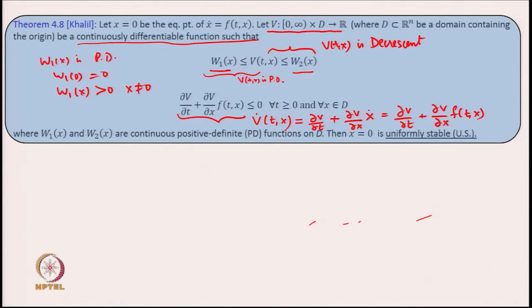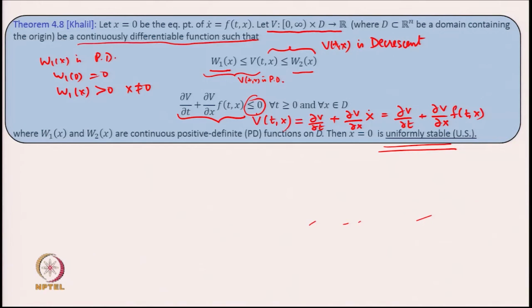So, if the time derivative of V is less than or equal to 0 for all t greater than or equal to 0 and for all x in D, we say that the equilibrium point is uniformly stable. Okay. So, the definition that we had discussed previously, which was very hard to verify, can now be verified by using this Lyapunov's theorem.